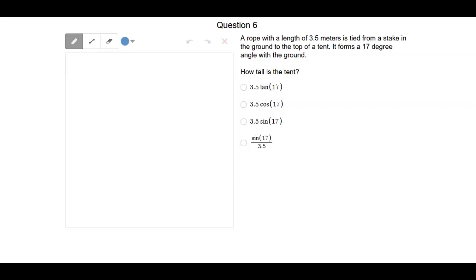Question 6. A rope with a length of 3.5 meters is tied from a stake in the ground to the top of a tent. It forms a 17-degree angle with the ground. How tall is the tent?